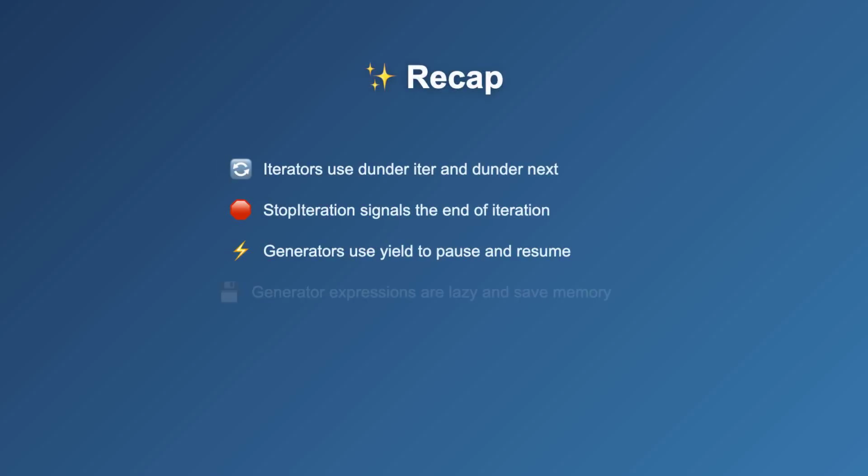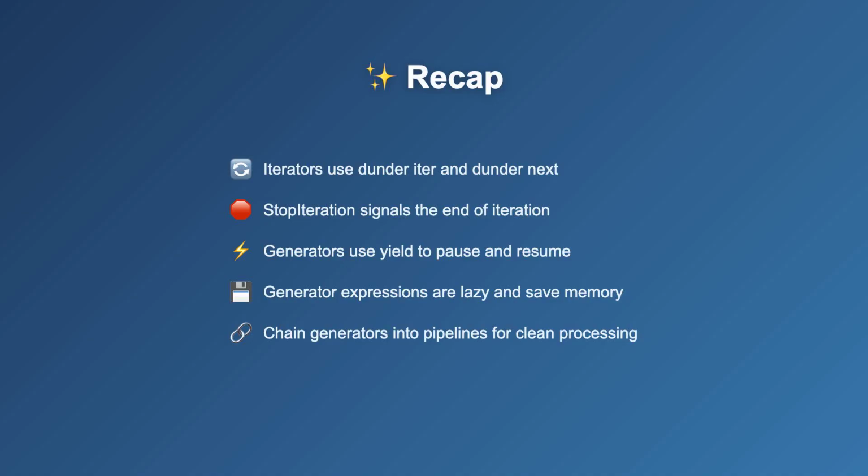Let us recap iterators and generators. Iterators use dunder iter and dunder next. Generators use yield to pause and save memory. Chain generators into pipelines for clean processing.